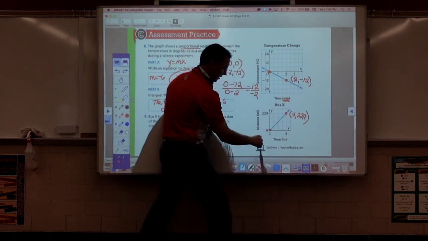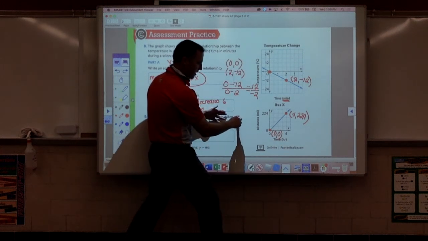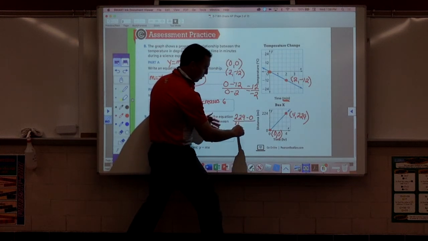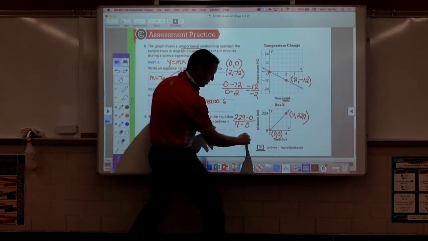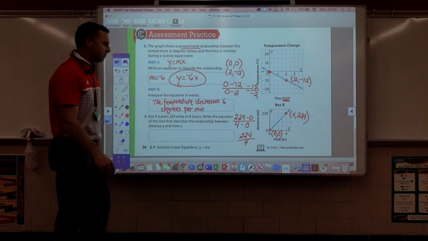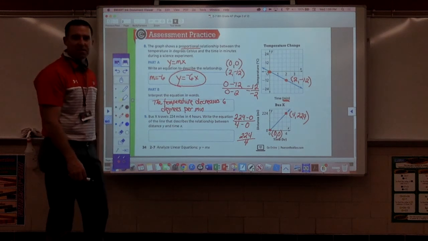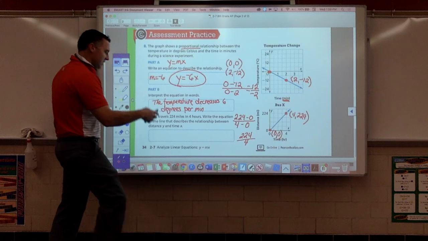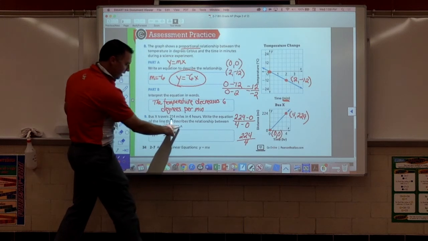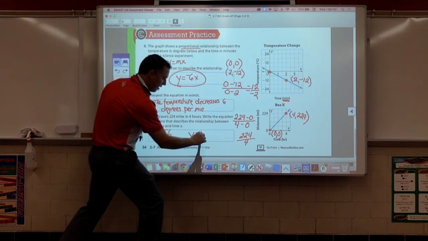Find the slope. We've got 0, 0 over here too, my friends. Subtract the y's on the top, bigger minus smaller: 224 minus 0. On the bottom, 4 minus 0. That gives us 224 over 4, which comes out to 56. So my slope is 56. Distance is y, time is x, so y equals 56x.